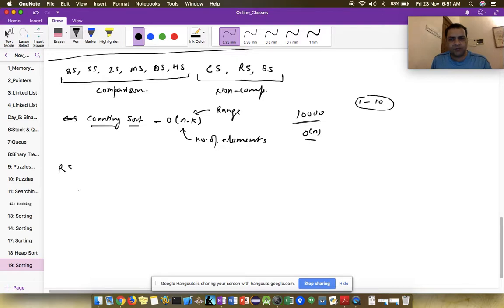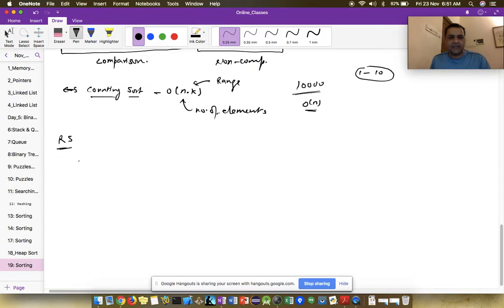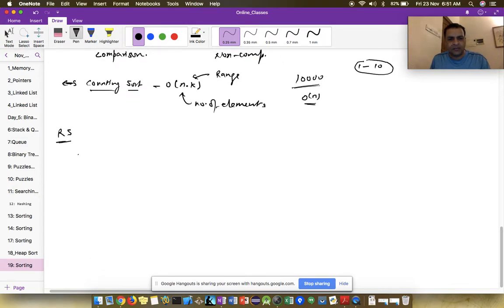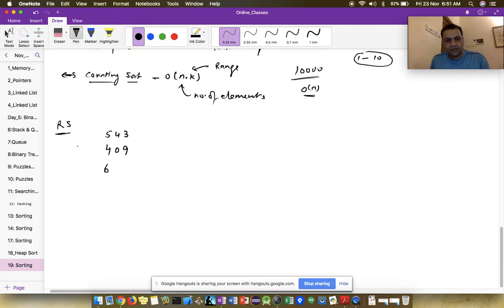Let's look at Radix Sort. Radix Sort basically means that we are sorting on individual positions. Let us say I am given these numbers: 543, 409, 625, 486.